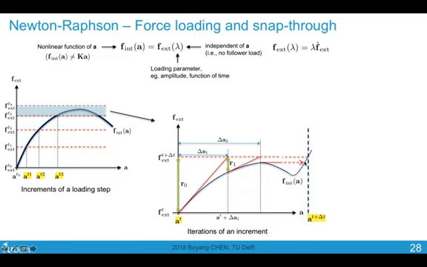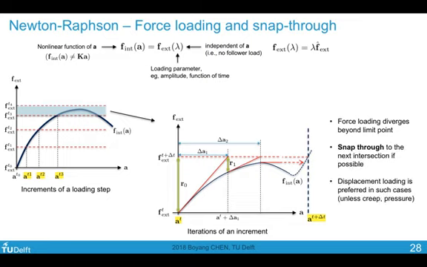So basically, this is a snap-through example where at this equilibrium position, the load level increases to this F plus delta F, and I cannot find any point along this part of the curve. The next equilibrium position is somewhere here. So in a way, the equilibrium position snapped from here directly to here. So basically, in force loading problems, Newton-Raphson cannot find the equilibrium path beyond a limit point. In such a case, displacement loading is definitely preferred.